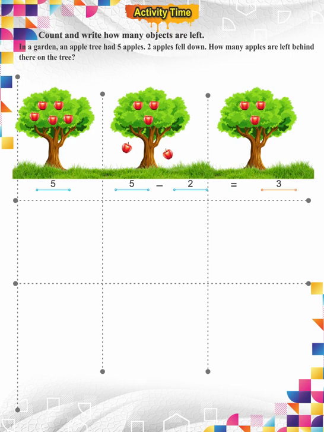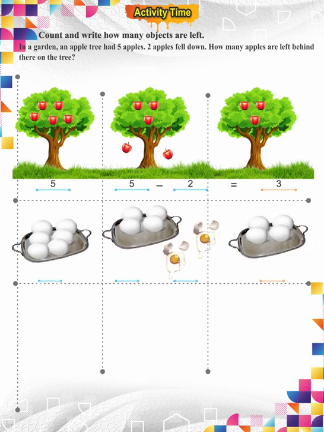Now, do the remaining exercise on your own. There were 6 eggs in the tray. 2 eggs broke. How many eggs are left behind? Hence, 6 minus 2 is equal to 4 eggs will be the right answer.